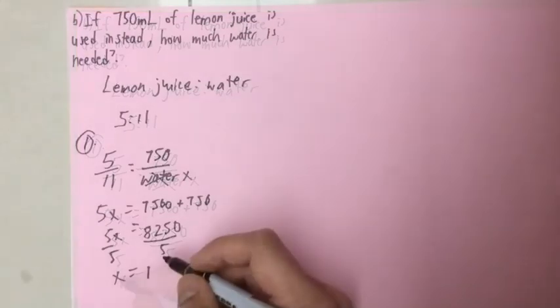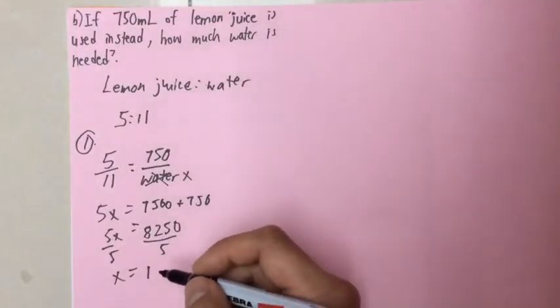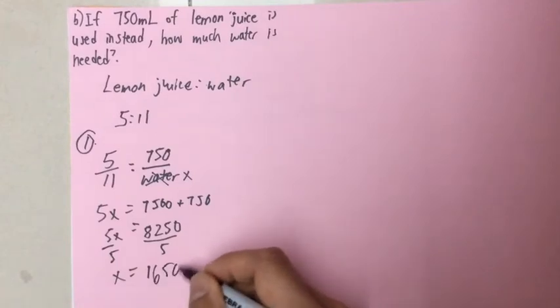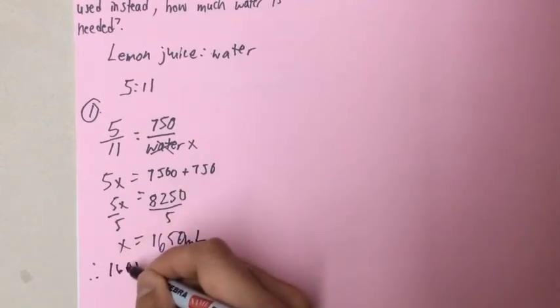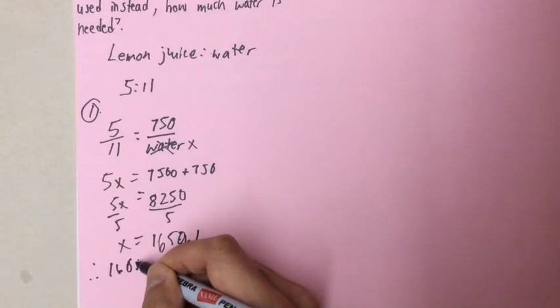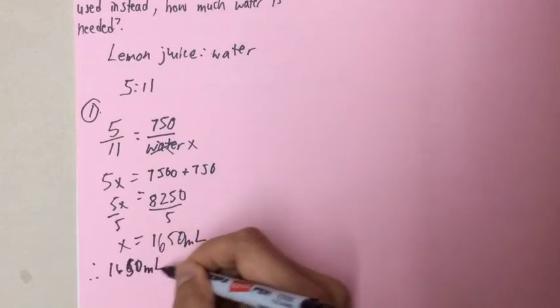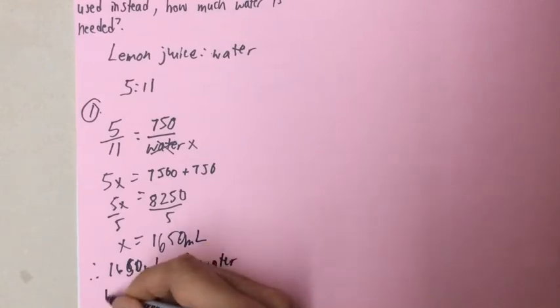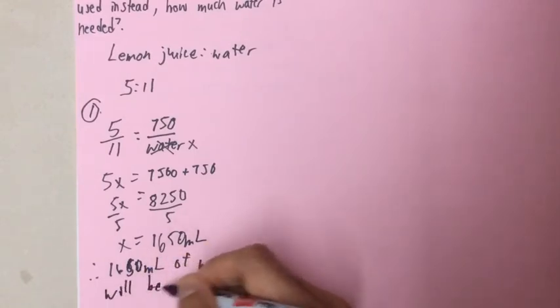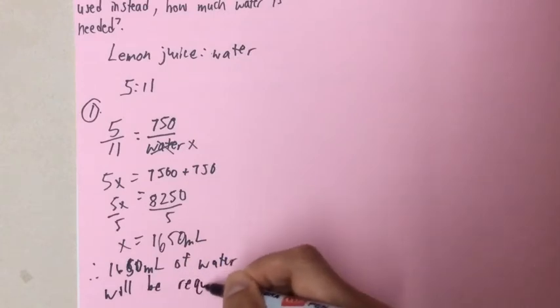Now we divide both sides by 5, and then we get x equals 1,650 milliliters. So, 1,650 milliliters of water will be required.